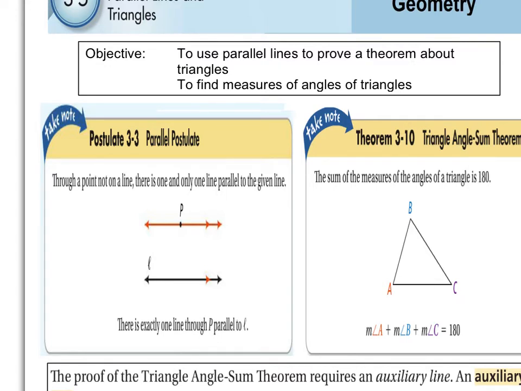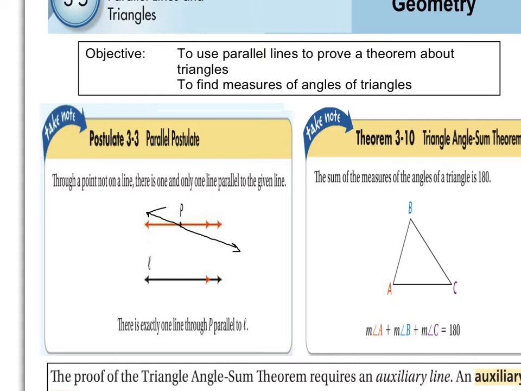If I were to draw another line through point P that's not parallel to L, well, no matter what other line I draw, it'll never be parallel to L. There's only one line that you can draw through point P that's parallel to line L.